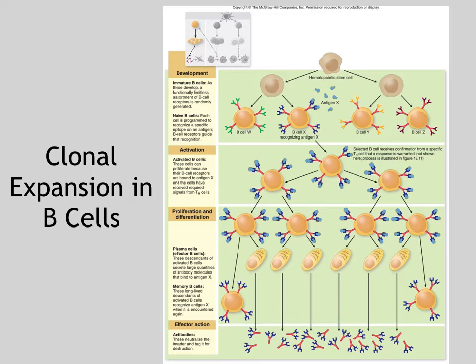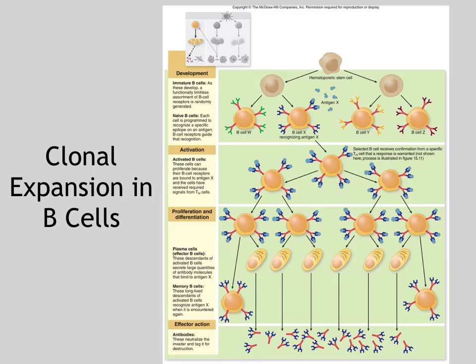Now we have a process known as clonal expansion in B cells. And in B cells, remember, each B cell receptor is specific for an antigen. So at the top of this chart, you can see the hematopoietic stem cell. That's that bone marrow stem cell that's going to divide and become multiple B cells. So these guys divided, and of course, in that first row there called development, we have four different classes or four different B cells, naive B cells. They are in their naive state.